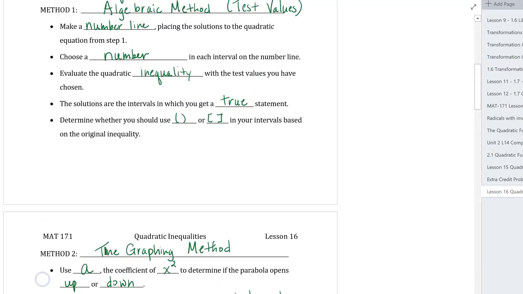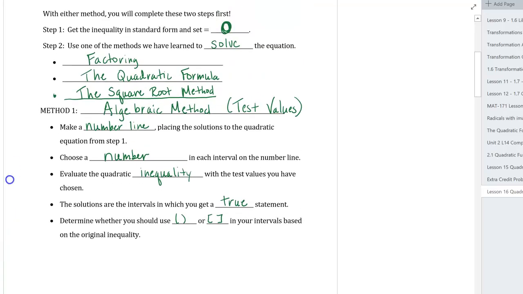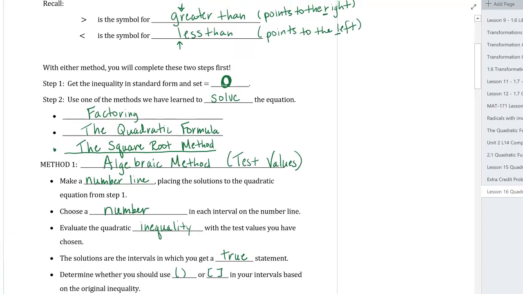Regardless of whether you're using the algebraic method or the graphing method, the first two steps are always the same. So the first thing you want to do is get that quadratic inequality in standard form and set it equal to 0. And then you want to use one of the methods we've learned to solve the equation. So we're either going to use factoring, or the quadratic formula, or the square root formula.